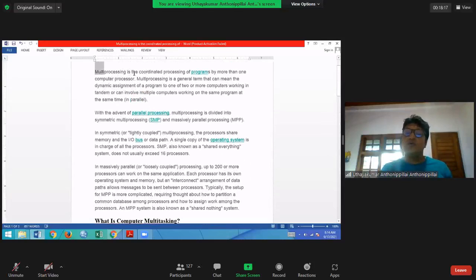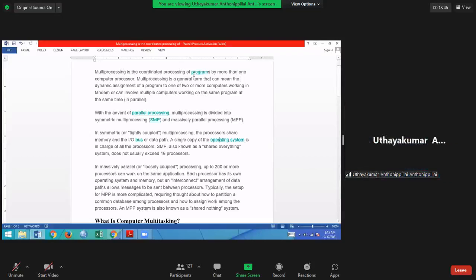Multiprocessing is the coordinated processing of programs. Multiprocessing means we can process two, three, or more than two programs at a time. So if you run this type of multiprocessing, you have to coordinate these programs, right? You have to coordinate them.